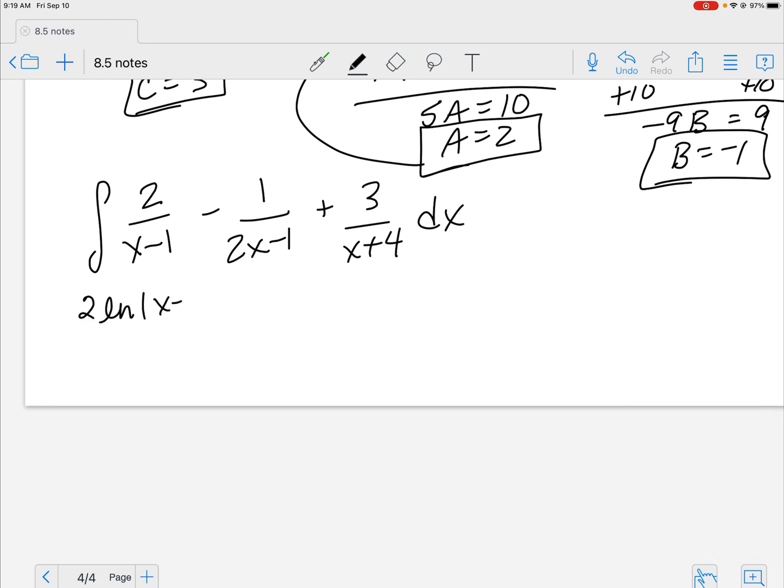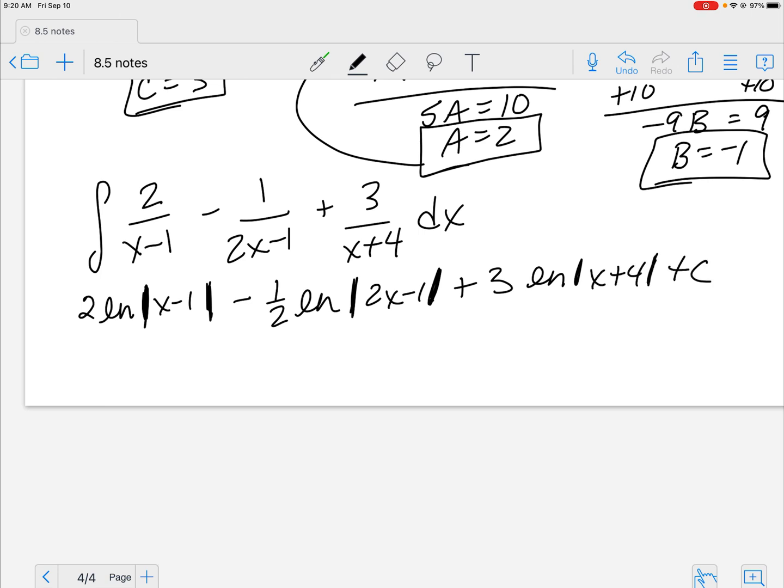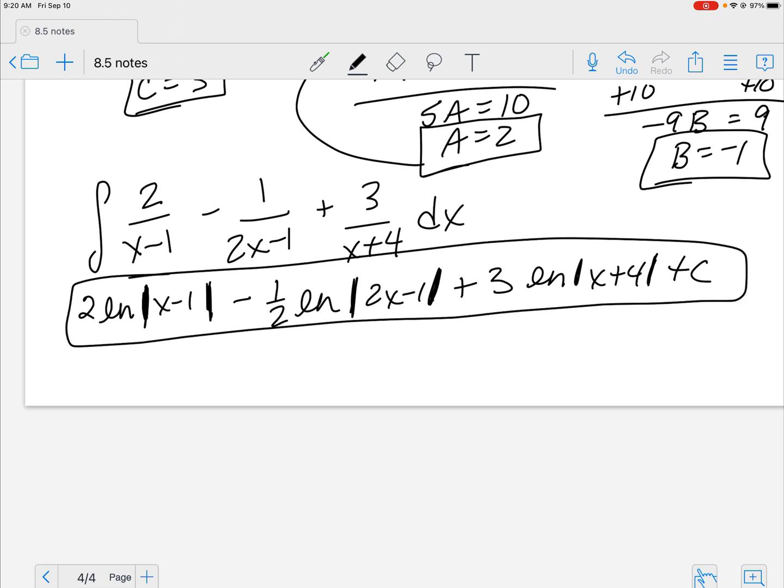So 2 natural logs here of x minus 1. Those are absolute values. Minus, now look at this one. With this 2 on the inside, don't forget, anytime you have that 2 here, there's nothing to go, but I have to do that 1/2 in front just because of that 2x minus 1. If you were to do a u sub, then you would see how that plays out, right? And then 3 natural logs here of x plus 4. And I'm 100% okay with this answer.